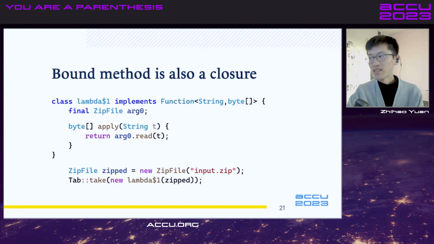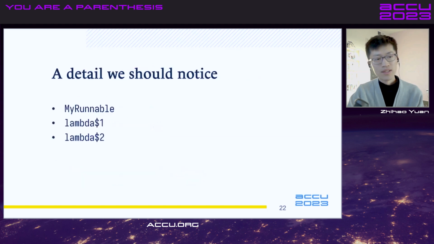One other thing I want to bring to your attention is these hidden symbols, lambda $1, lambda $2, and my very first object that implements the Runnable interface. What are they? What do they have in common? They are all different types, but they are all usable in a function that demands a single callable type.